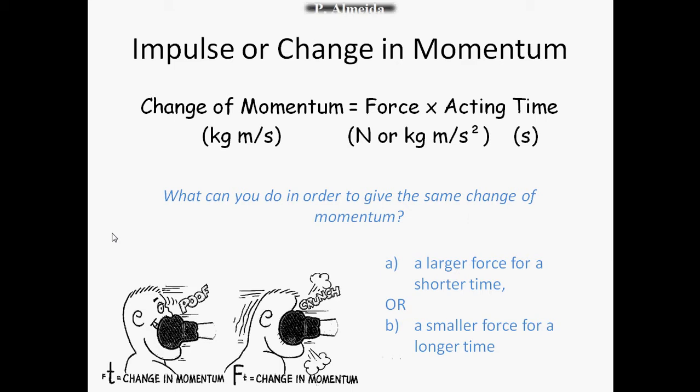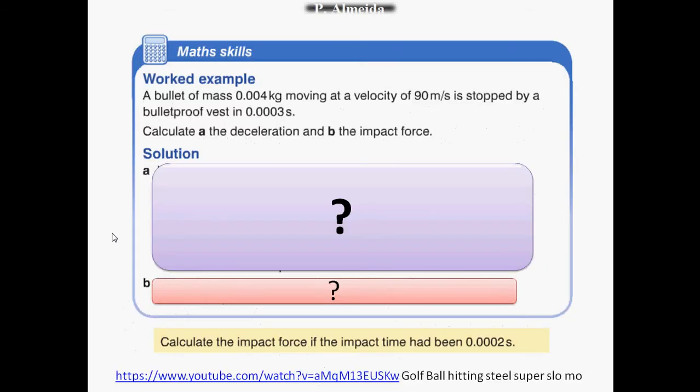So let's apply this. Let's look at an exercise. This one is from AQA. A bullet of mass 0.004 kilograms moving at a velocity of 90 meters per second is stopped by a bulletproof vest in 0.0003 seconds. Calculate the deceleration and then the impact force. Now, deceleration is change in speed over time.